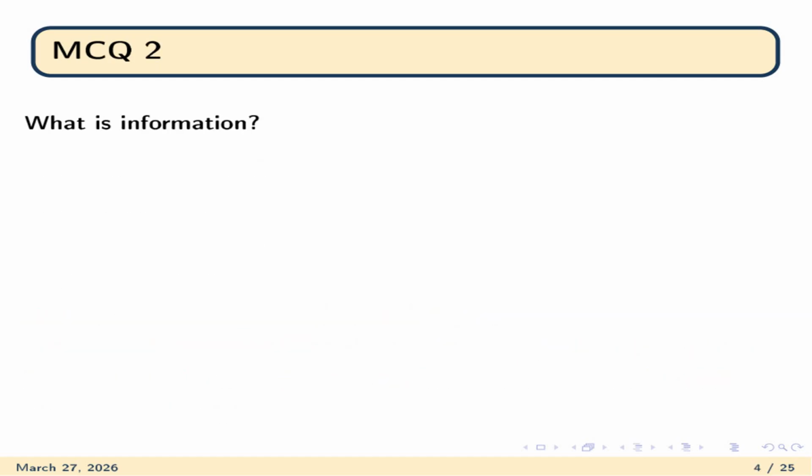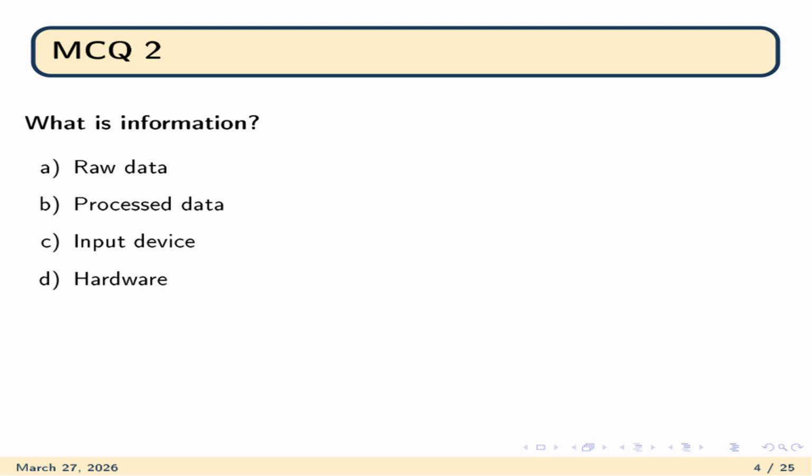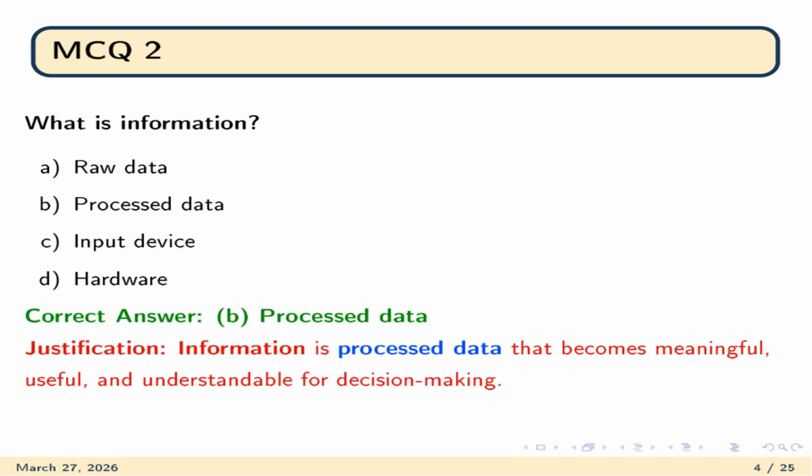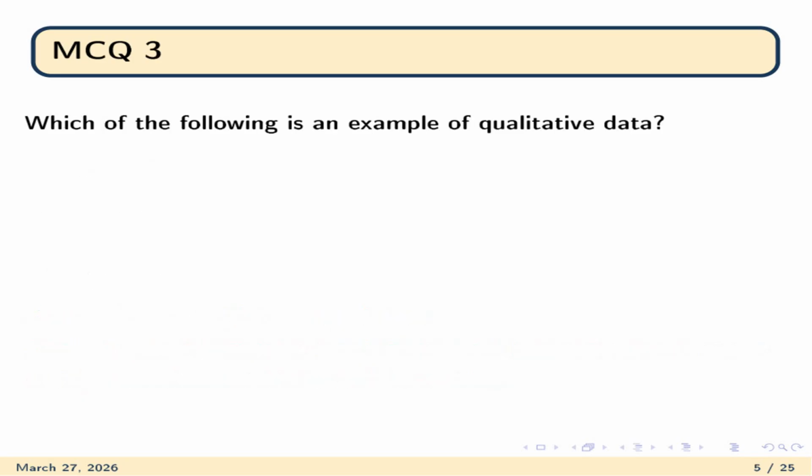Question number 2, what is information? Raw data, processed data, input device, hardware. The correct option is processed data. Information is processed data that becomes meaningful, useful, and understandable for decision making.